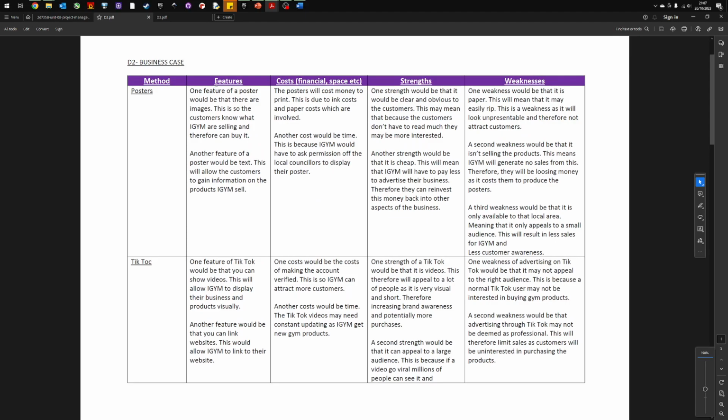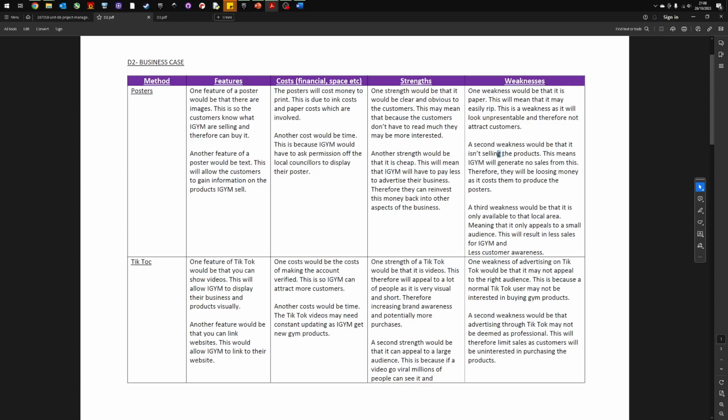Okay. Then you want to go with the headings across the top. The method, features, costs, strengths, weaknesses. And these are the strengths of creating a poster to advertise the gym. And you want to be saying why, okay? Don't just say a strength is cheap. Why is producing posters being cheap? Why is that a benefit? It's because they pay less money. Therefore, you can reinvest the money back into the business.